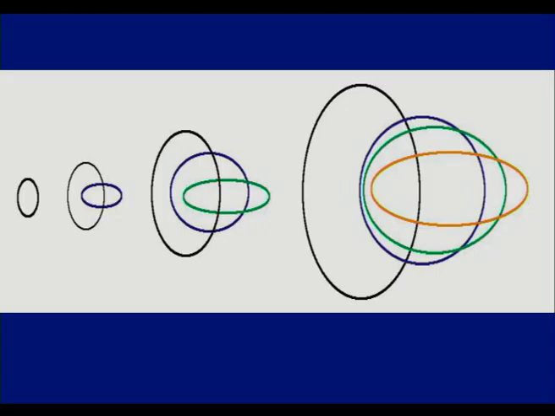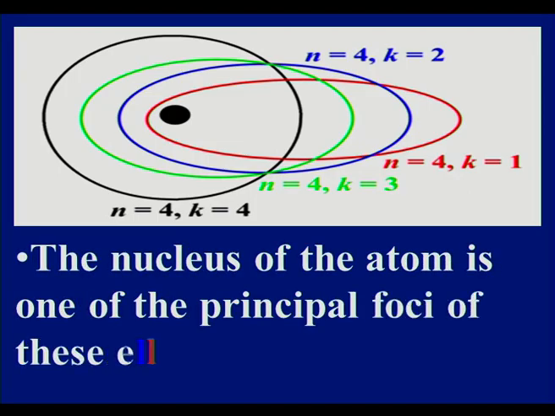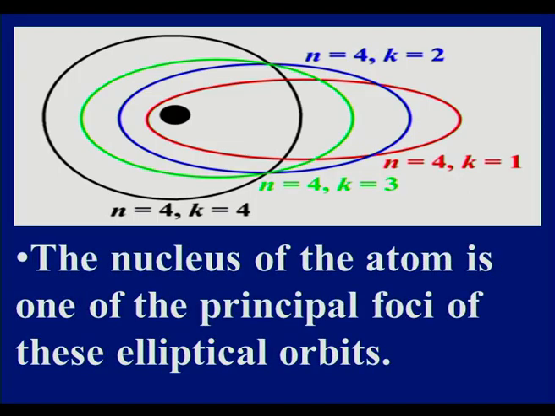in the second there is one circle, and the other one is elliptical. In the third orbit there are 3 subshells, one is circular and the remaining 2 are elliptical, and in the fourth there are 4 subshells, one is circular and the remaining are all elliptical orbits. See here, according to Sommerfeld, the nucleus of the atom is one of the principal foci of these elliptical orbits.